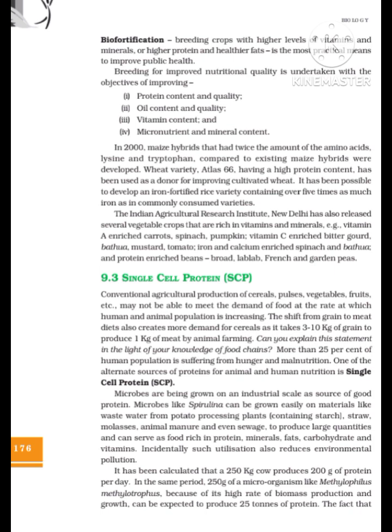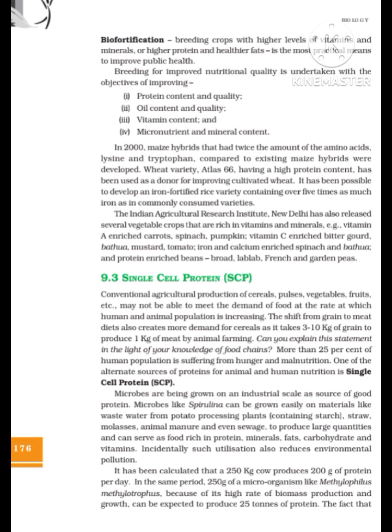It has been possible to develop an iron-fortified rice variety containing over 5 times as much iron as in commonly consumed varieties. The Indian Agricultural Research Institute, New Delhi has also released several vegetable crops that are rich in vitamins and minerals, for example vitamin A enriched carrots, spinach, pumpkin, vitamin C enriched bitter gourd, bathua, mustard, tomato, iron and calcium enriched spinach and bathua, and protein enriched beans, broad, lablab, French and garden peas.